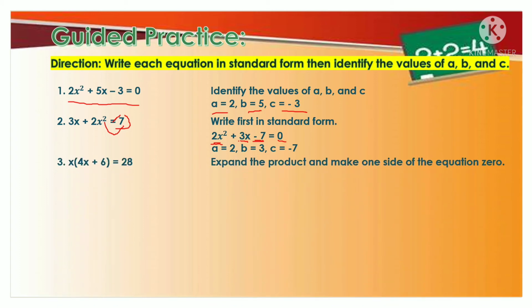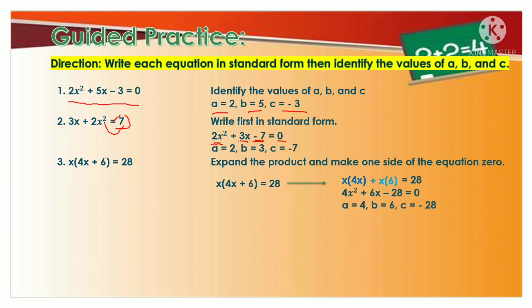Equation number 3, we have x times the quantity of 4x plus 6 equals 28. Expand the product and make one side of the equation 0. So this is our equation, x times the quantity of 4x plus 6 equals 28. We are going to apply the distributive property. So let us multiply x times positive 4x, then positive x times positive 6, and then copy equals 28.